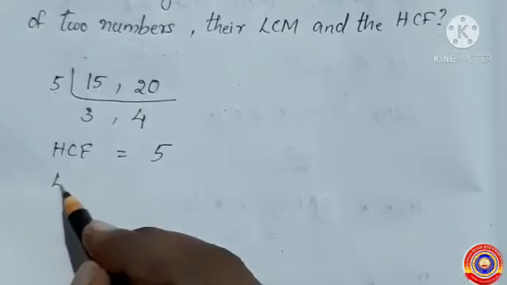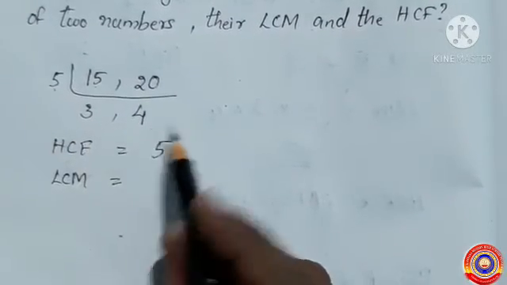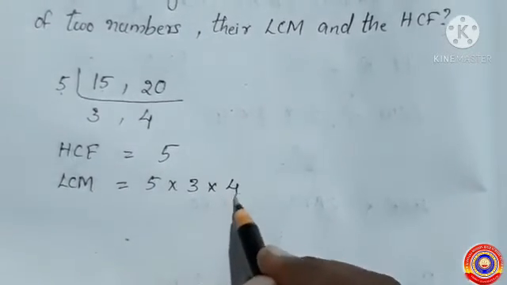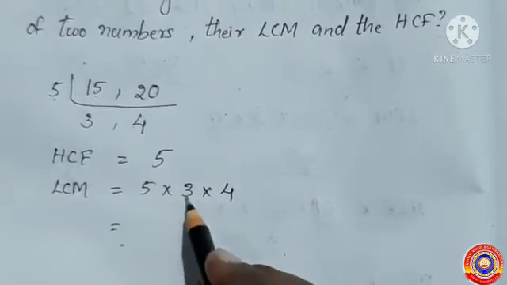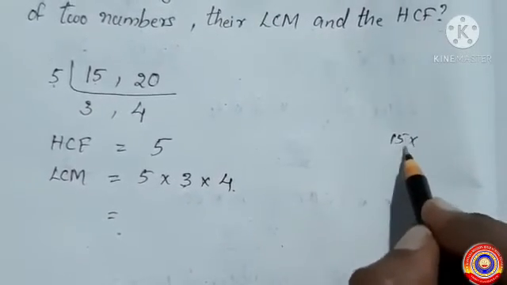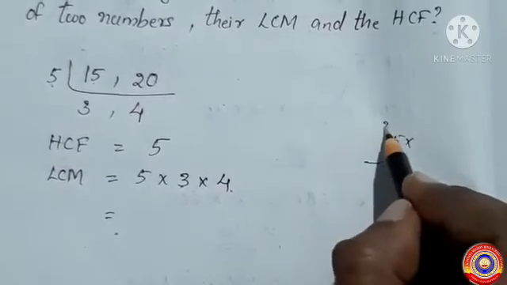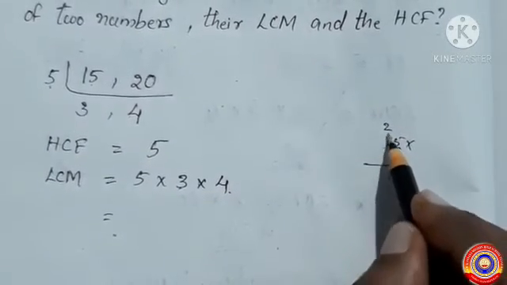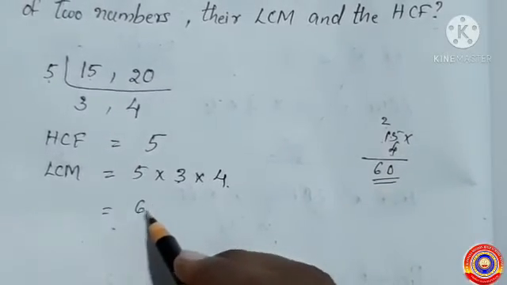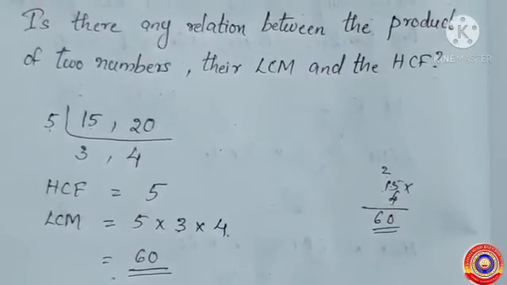Now find the LCM. LCM is equal to 5 into 3 into 4. 5 into 3 equals 15. 15 into 4, multiply it and find out 15 into 4. 5 into 4 is equal to 20. 0 to carry. 1 into 4 is equal to 4. 4 plus 2 equals 6. 15 into 4 equals 60. Then the LCM is equal to 60.